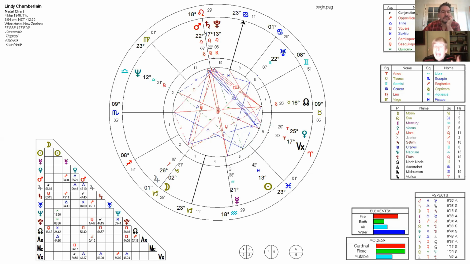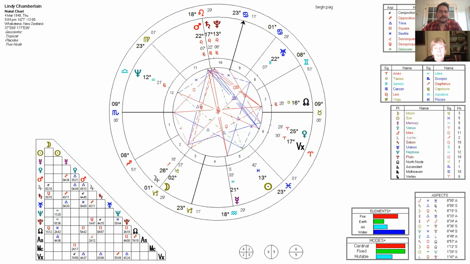So she actually has, if you do it with wider orbs, the closest to a grand sextile that I've ever seen in a chart. You know, the one where it's a hexagon. Is it a hexagon? The six-sided thing. Star of David. And it's not quite. I think there's one leg missing. But it's very, very close.